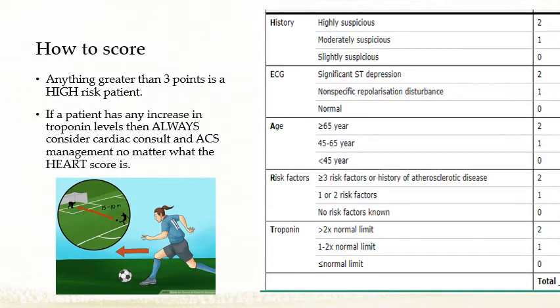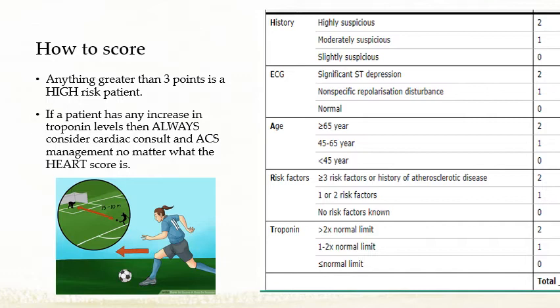So how do we score it? Anything greater than 3 points, or 4 points and above, is a high-risk patient. So HEART: history, EKG, age, risk factors, and troponins. I think it's pretty easy to understand the EKG scorings, the age scorings, the risk factor scorings, and the troponin scorings, but how do you score the history as highly suspicious, moderately suspicious, or slightly suspicious? Well, it really is just that. If someone comes in and they say they're doing a lot of heavy lifting outside or the classic shoveling snow, well, that's very highly suspicious.